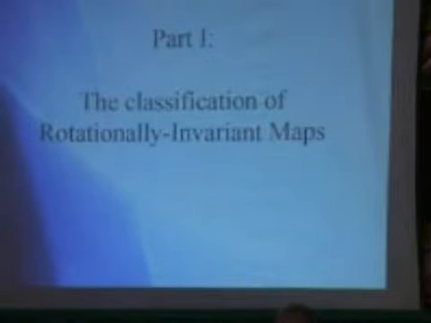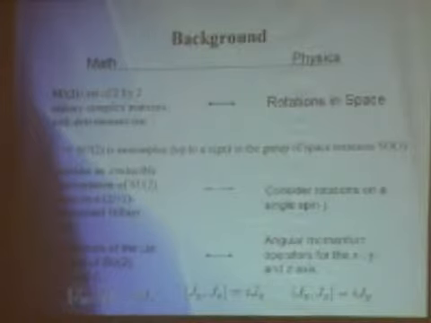Let's go to the first part, which is the classification of rotationally invariant maps. SU(2) is the set of 2 by 2 complex unitary matrices that have determinant one. That set is isomorphic, up to a sign, to the group of rotations in space. When I talk about representations of SU(2), I'm talking about rotations in this space.